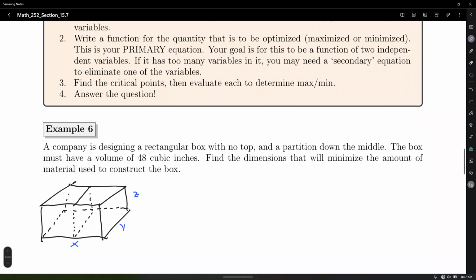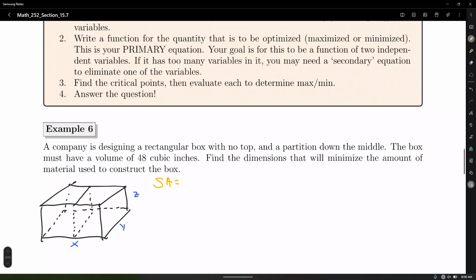Here in this case, they're asking to minimize the amount of material. That is, we're going to minimize the surface area. So we need to analyze this box to find how many parts comprise it. Number one, let's write it down in words: SA, surface area. Let's have a look at this box.